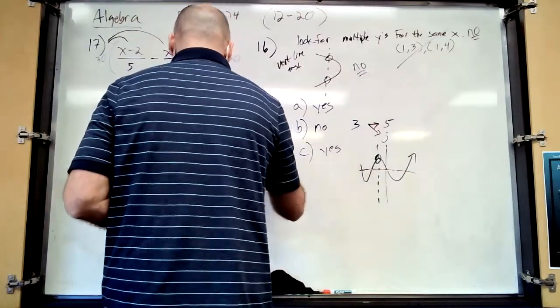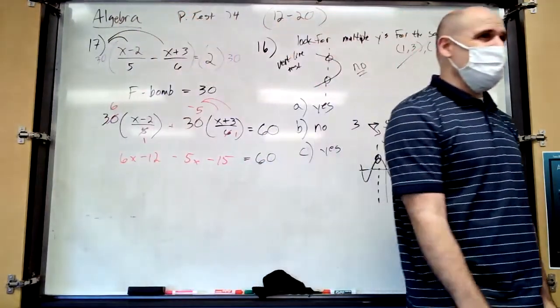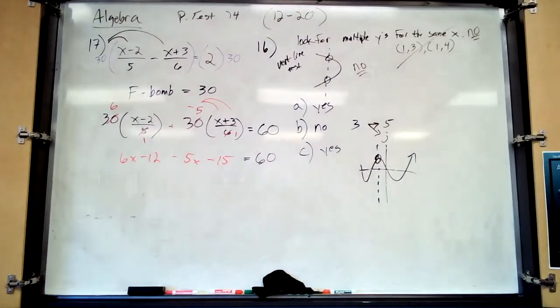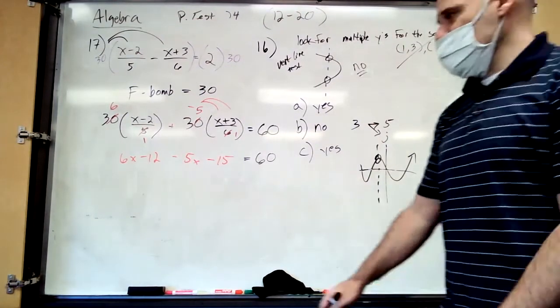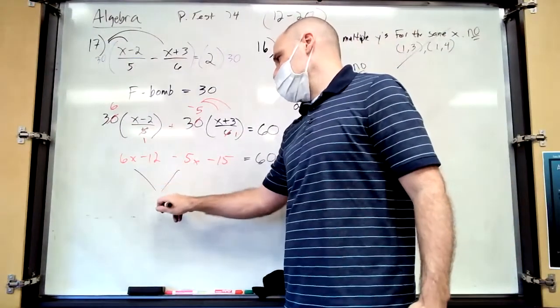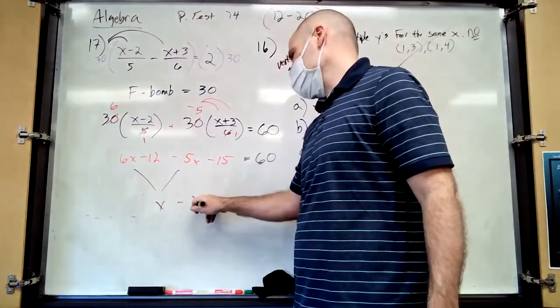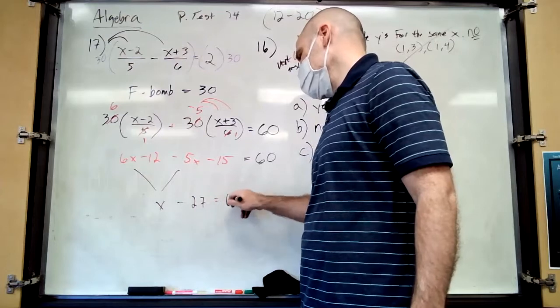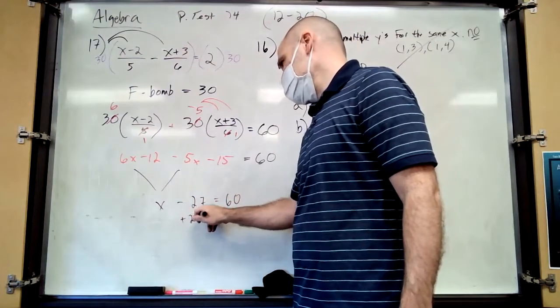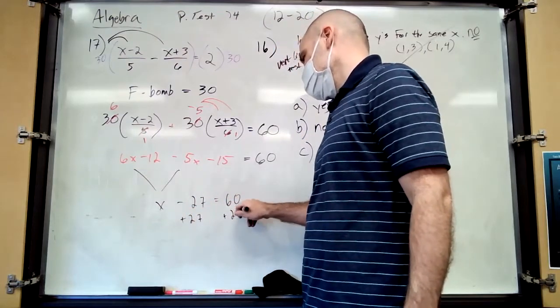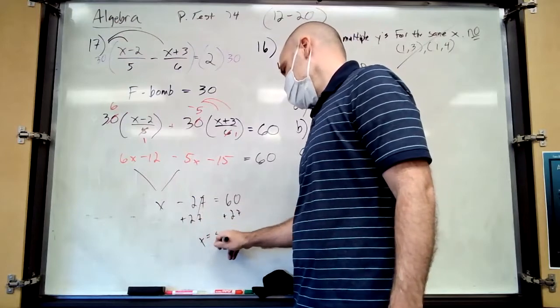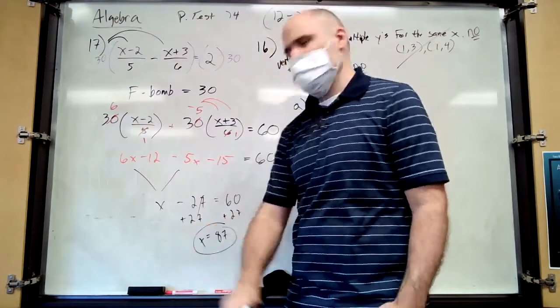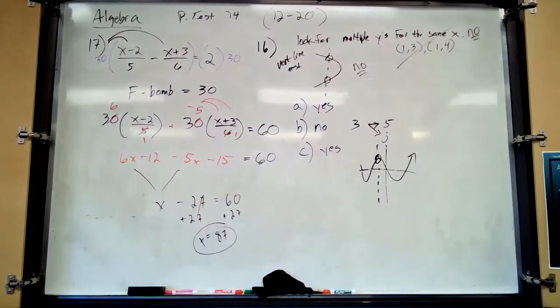All right, so now we just have a normal, comfortable equation that we're used to: combining like terms, simplifying the left side first, and solving. So that's x minus 27 equals 60. Add 27. X equals 87. Whoa.